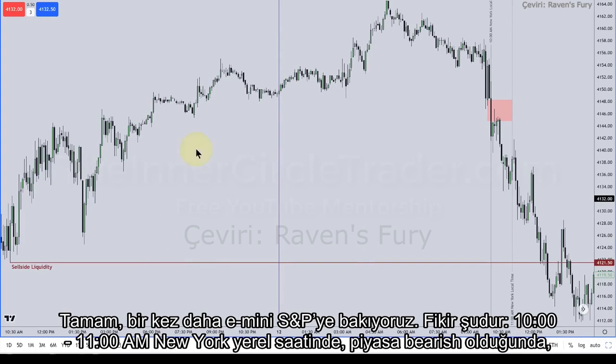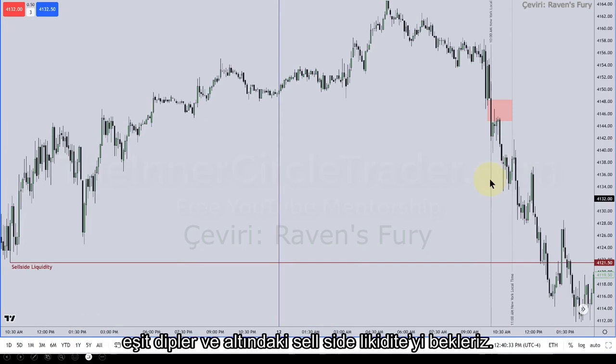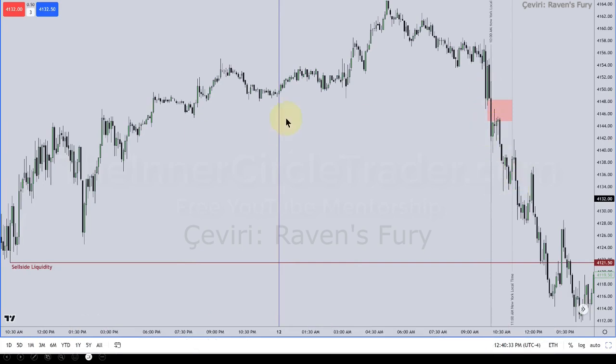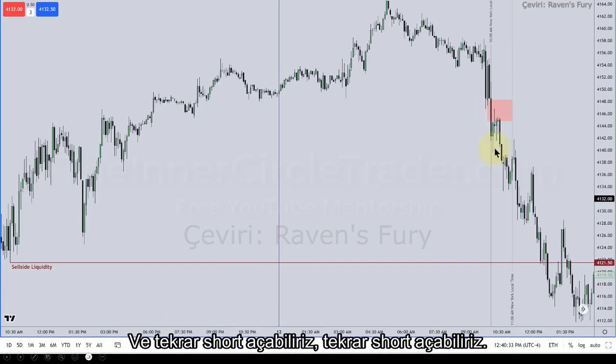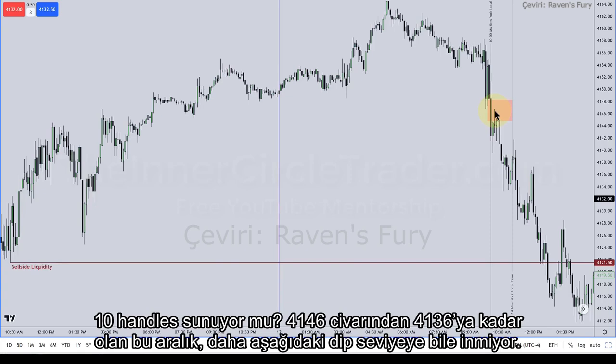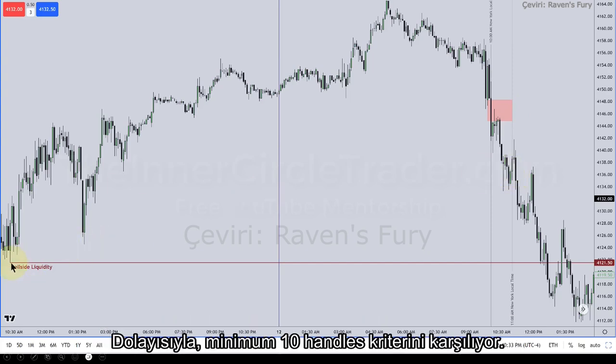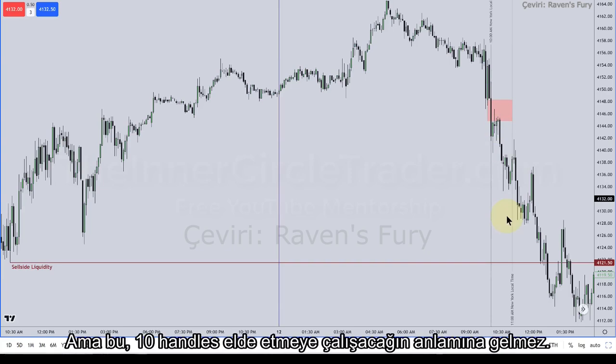And the idea is between 10 a.m. New York local time and 11 a.m., we wait for when the market's bearish. Relative equal lows, there's sell side resting below that. We have a bearish fair value gap, it trades up into it between 10 o'clock and 11 o'clock. We can sell short there. Does it offer 10 handles? Well, from 41.46 or thereabouts to 41.36, that range doesn't even get us down into this low, let alone below that one. So it obviously meets the criteria of a minimum of 10 handles.